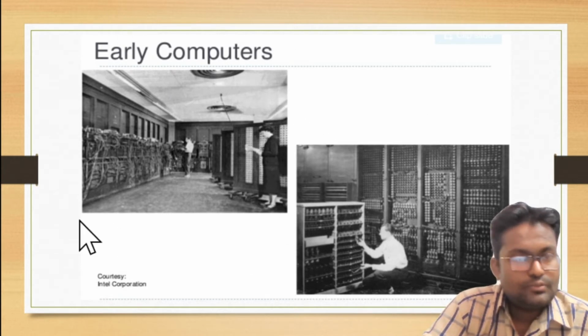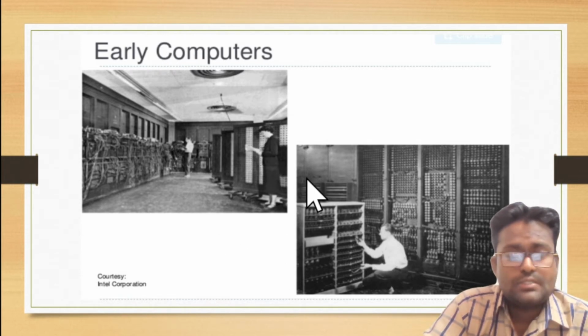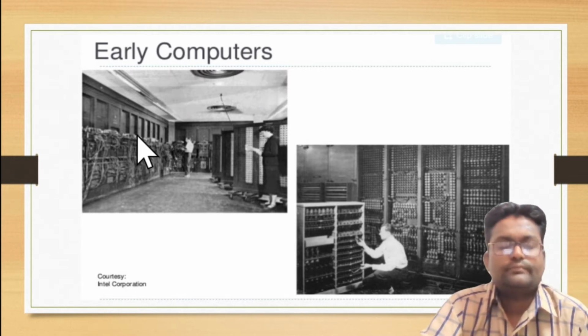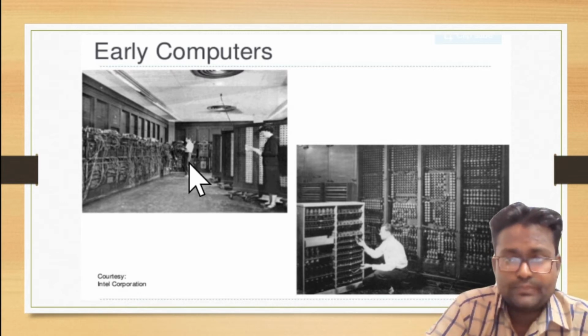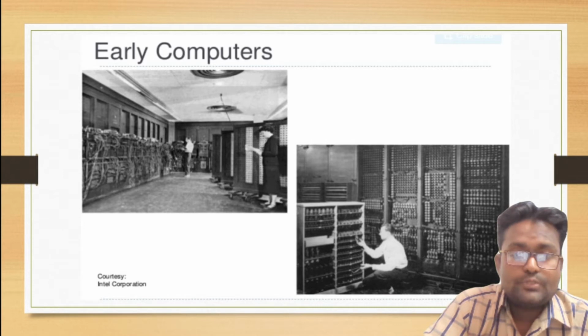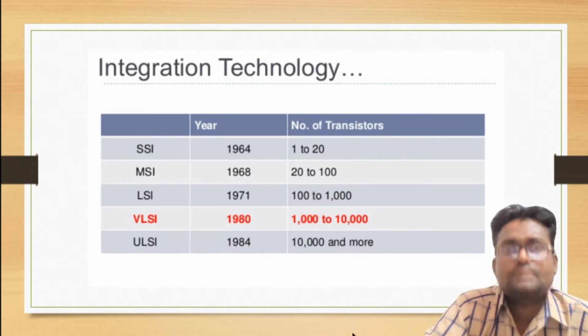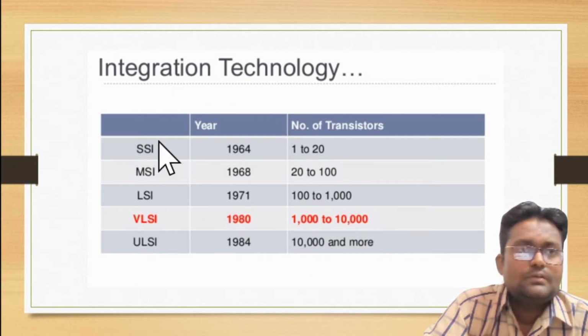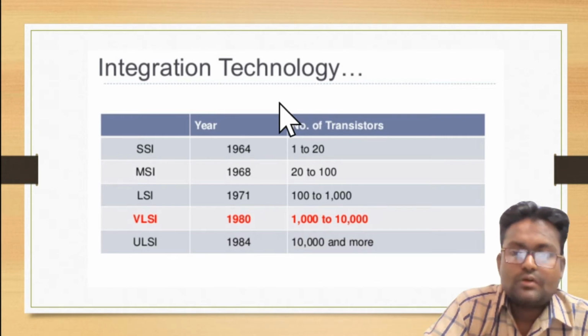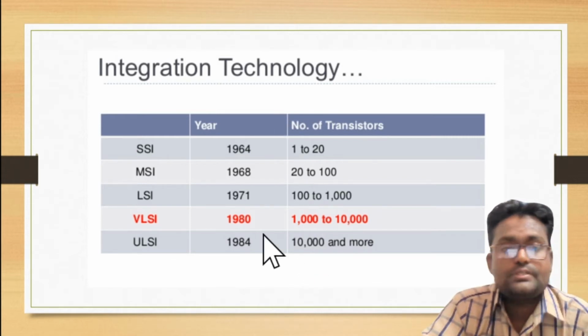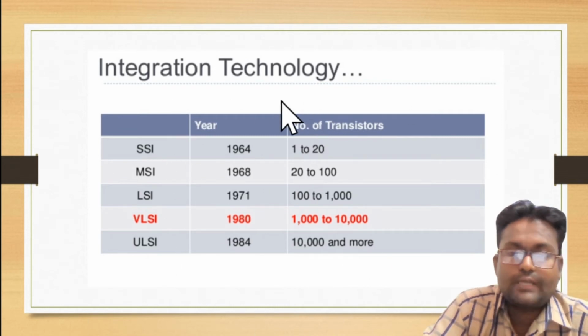So you can see this computer is of very big size, because at that time the transistor had not been discovered. So at that time, for amplification of any signal, we used the vacuum tube. And the size of a vacuum tube is very big as compared to a transistor. But in 1947 the transistor was discovered by three scientists. So after the invention of the transistor, miniaturization of technology was introduced.